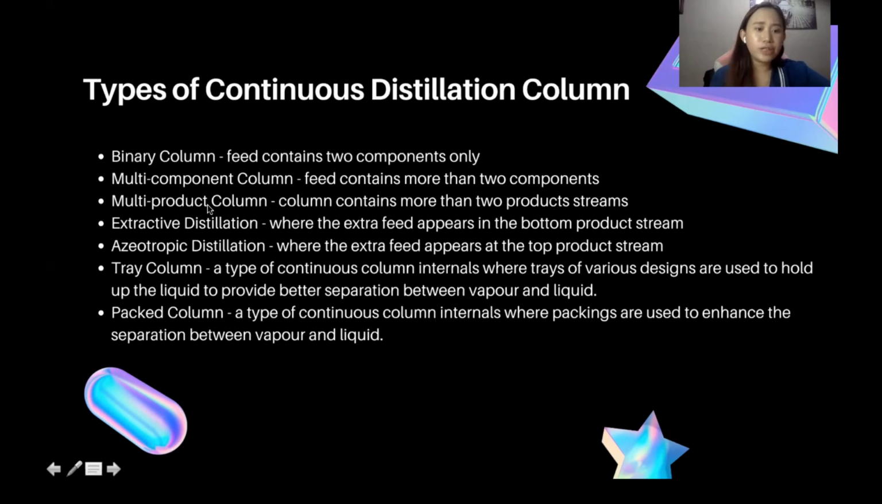And then for multi-product column, it depends on the number of product streams that they have. So in this one, columns contain more than two product streams. And then for the fourth and the fifth type of continuous distillation column, they are classified according to where the extra feed exits when it is used to help with the separation.